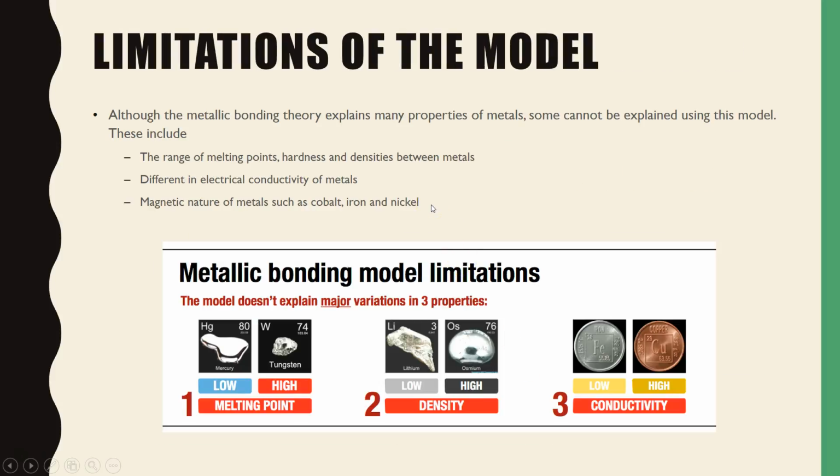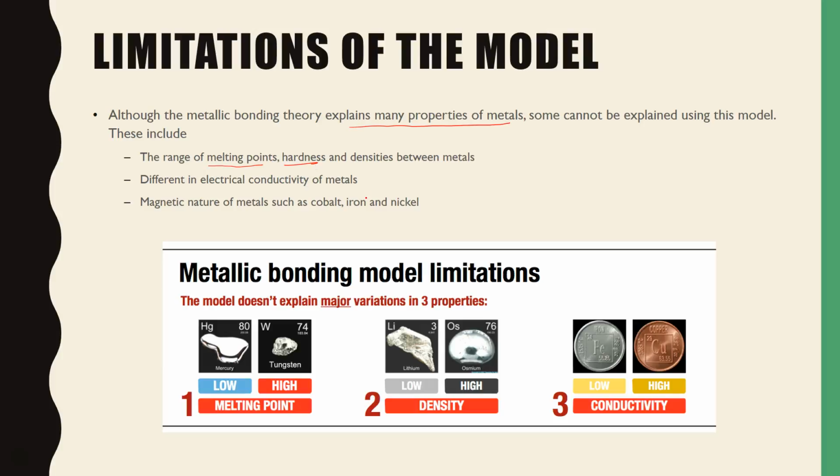So, the limitations of the model. This model is not perfect. The metallic bonding theory explains many properties of metals, but some cannot be explained. For example, why is there a range of melting points? If sodium has one outer electron and potassium has one outer electron, why are there different melting points between the two of them? Shouldn't they be the same if they both have one outer shell electron?